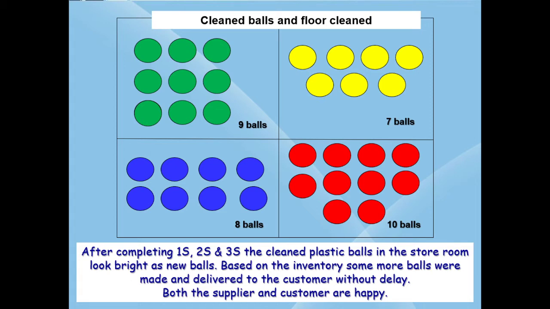After implementing 1S, 2S and 3S, the unwanted footballs have been removed and other colored balls cleaned and kept at their designated places. Dirt in the storeroom also cleaned. Now the balls look as though they are new balls, and the inventory of the colored balls was assessed, and some more balls were manufactured and delivered to the customer without any delay. Both supplier and customer are happy. This simple exercise shows how the first 3 steps in 5S are done for easy understanding of 5S concepts.